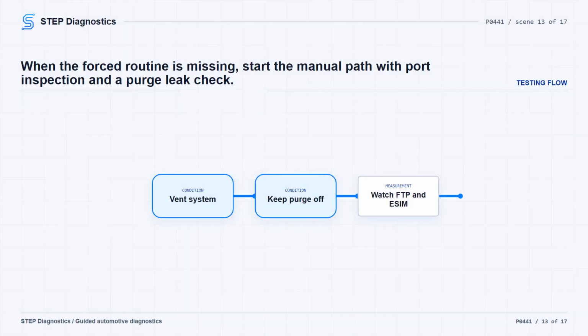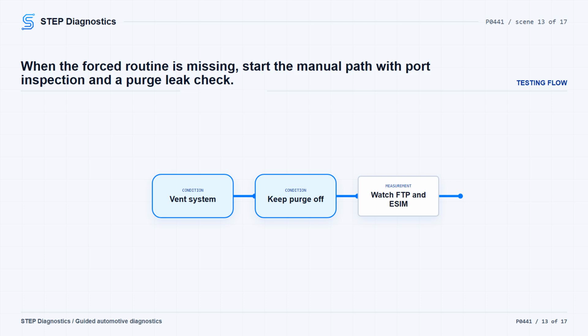If the scan tool does not have the SM/purge flow forced monitor routine, continue with the manual path. Start again at the intake manifold vacuum port. Remove the manifold hose, inspect inside the port for flashing or carbon buildup, and repair the port restriction if it is restricted. If the port is clear, reconnect the manifold vacuum line.